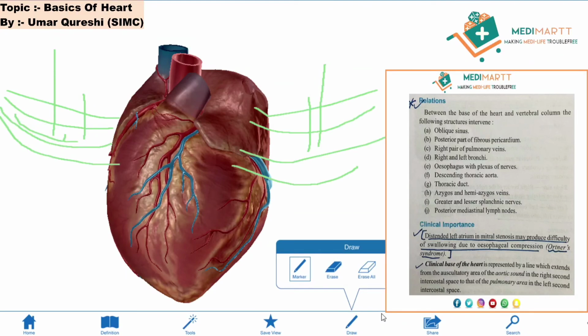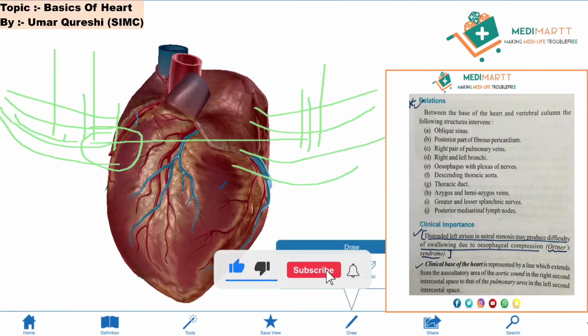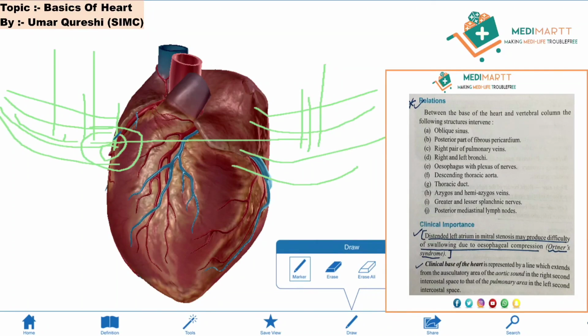Now what it is saying is that the clinical base of the heart is represented by an imaginary line which extends from the auscultatory area of the aortic sound in the right second intercostal space, this is the right part and this is the left part, to the pulmonary area in the left second intercostal space. Here we keep our stethoscope to hear the auscultatory sound. This is the pulmonary area, and this is the auscultatory area. You have to remember this.